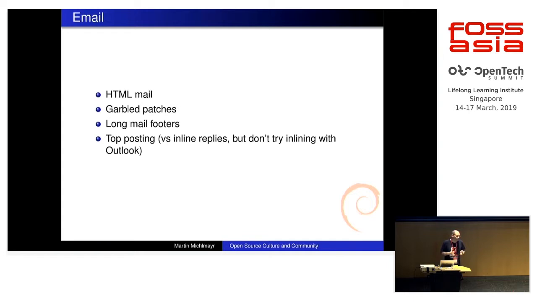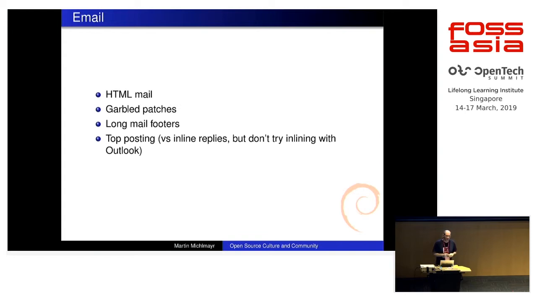But historically, sending stuff like HTML email to a mailing list, people really, really hate it. And if you do that, it's obvious you're a foreigner. You don't know how the project works. You're not from here. You're not one of us. Some people also send garbled patches because they use stuff like Outlook. Another thing I often see is long email footers.